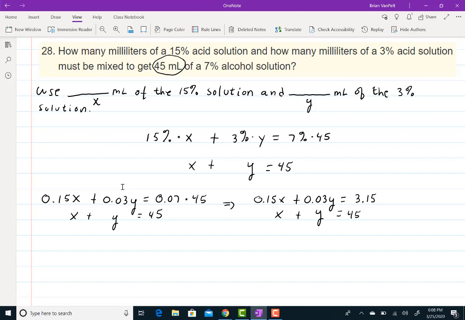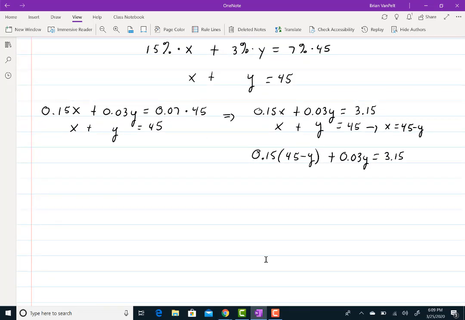Well, I think a problem like this is very simple to do by substitution. I can take this second equation and solve for either letter that I want, and then plug it back into the other equation. So for this second part, I might say that x equals 45 minus y. And then when I plug it into the first equation, I'll replace x by that. So I'll get 0.15 times 45 minus y. You see it? 0.15 times x. There's my x. Plus 0.03y equals 3.15.